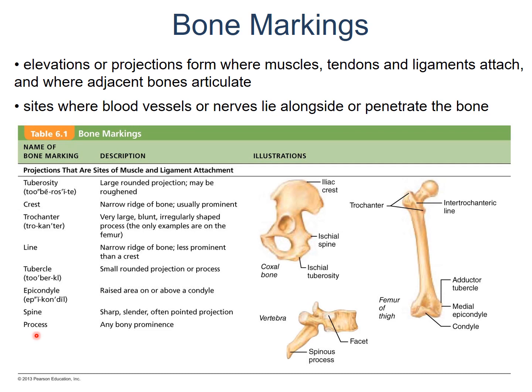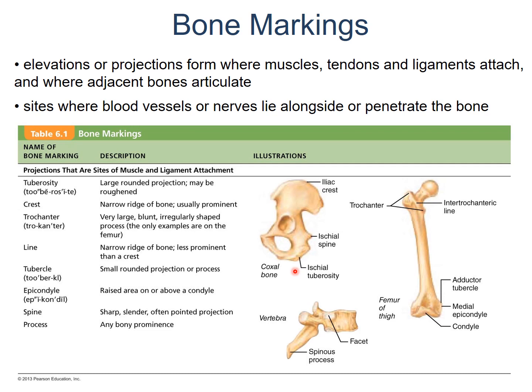A process is any bony prominence. For example, here's a spinous process, which is one of the bone markings that you are supposed to learn in lab. Then we go up here to tuberosity. A tuberosity is a large rounded projection. It may be roughened. As an example, we see the ischial tuberosity here on the coxal bone.